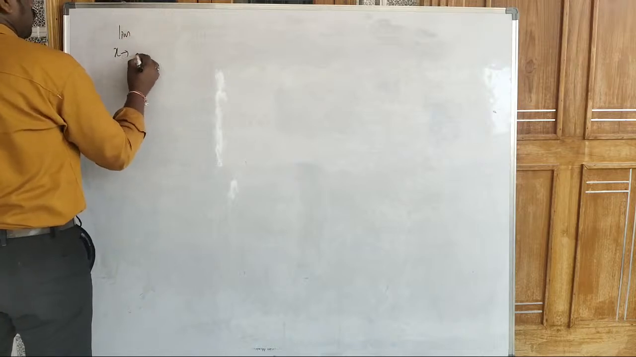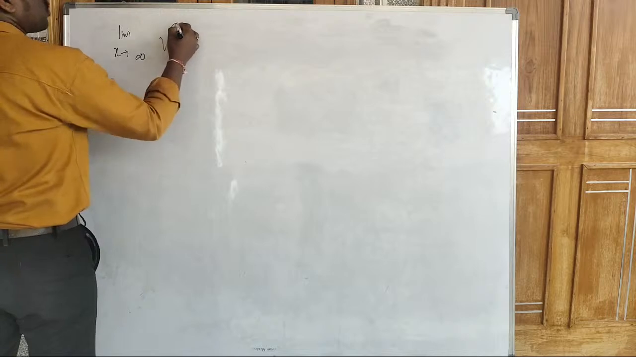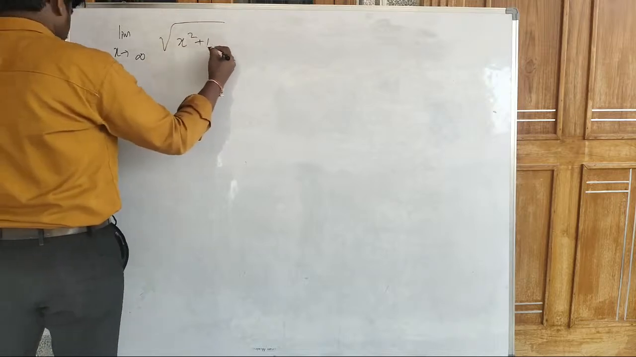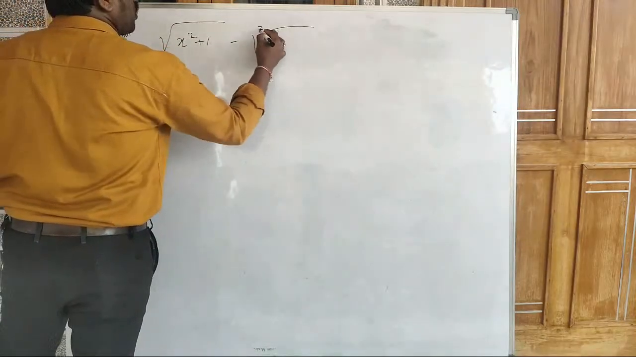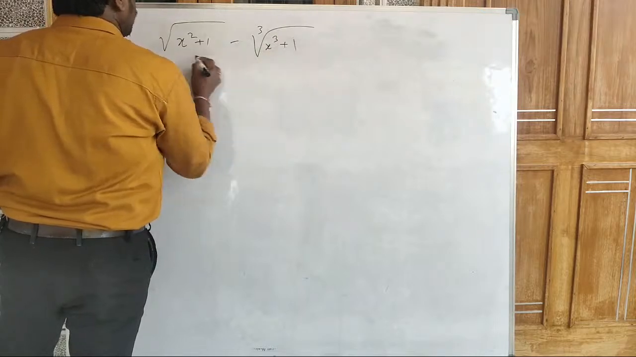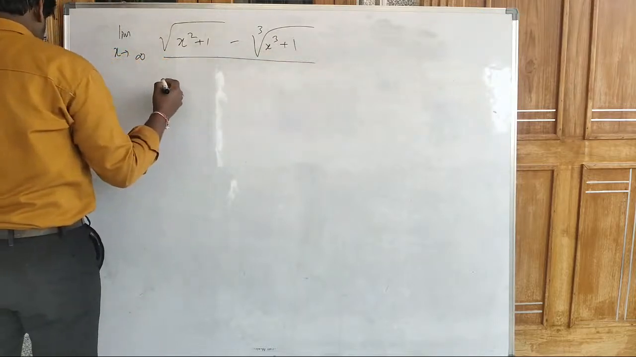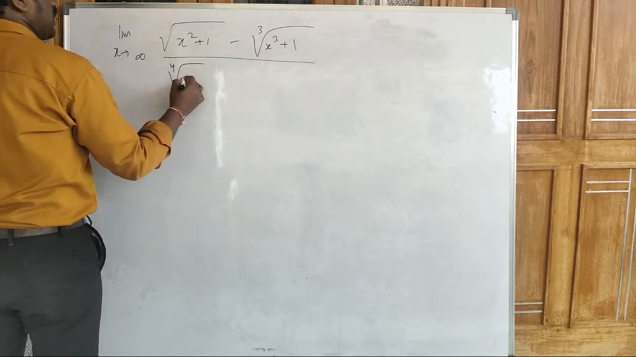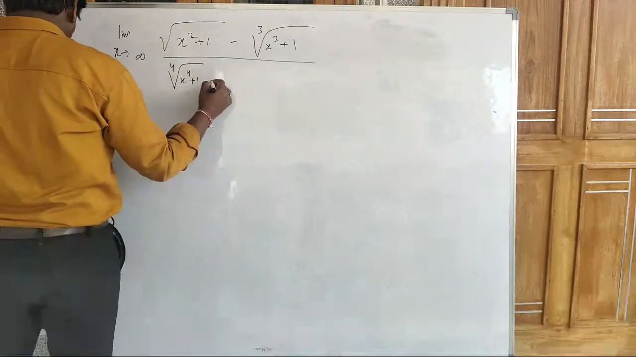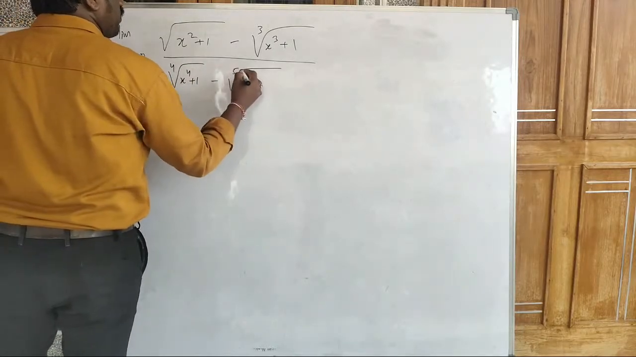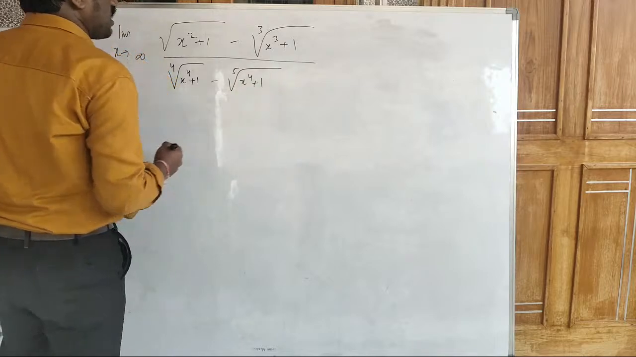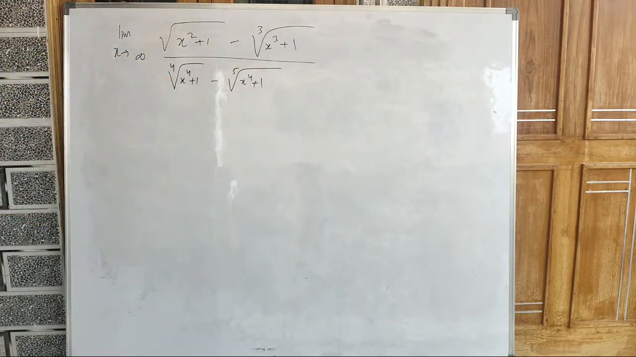Limit x extending to infinity, square root of x square plus 1 minus cubed root of x cube plus 1, divided by fourth root of x power 4 plus 1 minus fifth root of x power 4 plus 1. What is the answer for this?